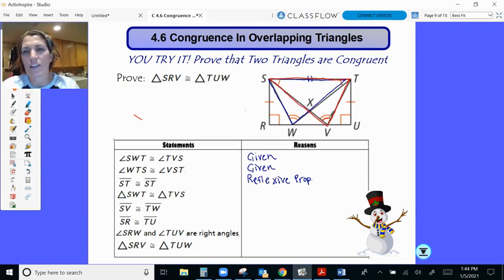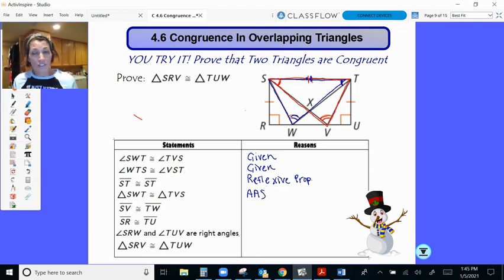Okay, we have this angle, and we have this side, and then right here we have this angle, and also this side. So we have angle, angle, side congruence. So these two triangles are congruent because of angle, angle, side congruence.